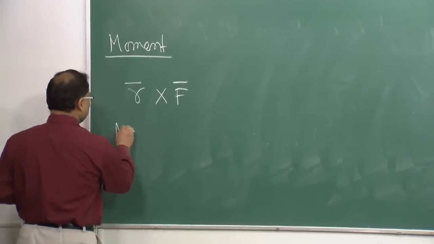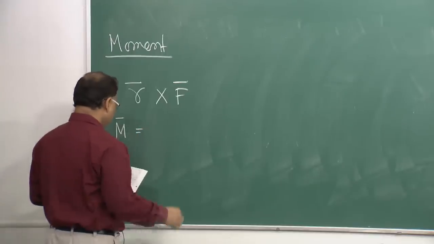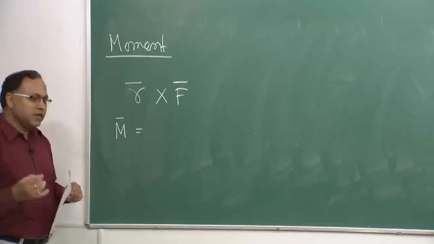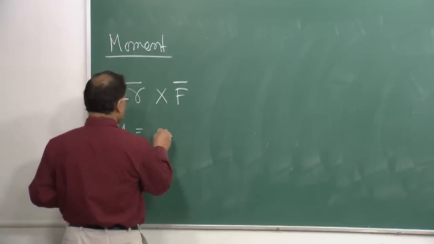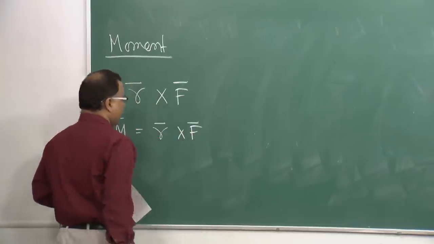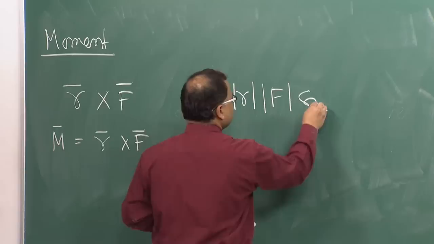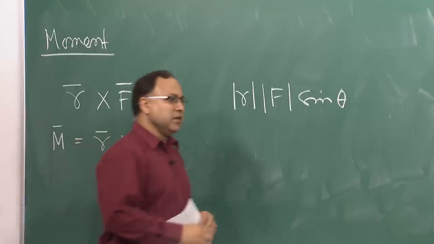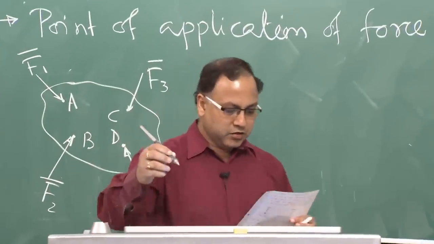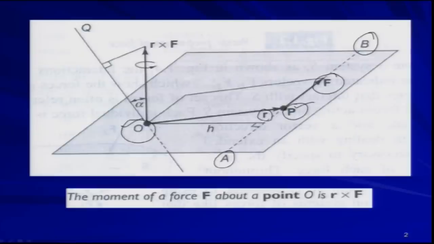what can we write for this moment? If I want to find out the magnitude of the moment, I can write R cross F, and the magnitude is nothing but magnitude of R, magnitude of F, sin theta. What is theta? If you come back to this figure, this is your theta, right? This is the angle between the R vector and your force vector. So this is your force vector, and if you extend this R vector, this is your angle theta. Okay, so this will give you the magnitude of the moment.